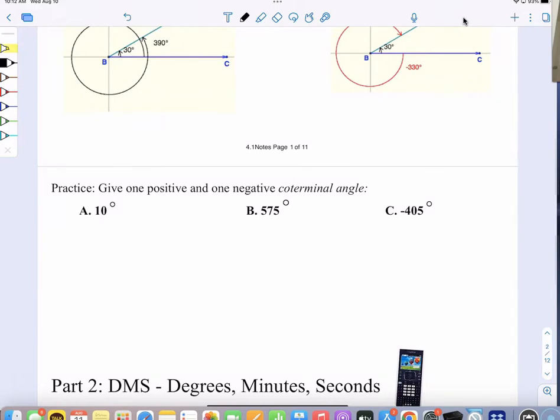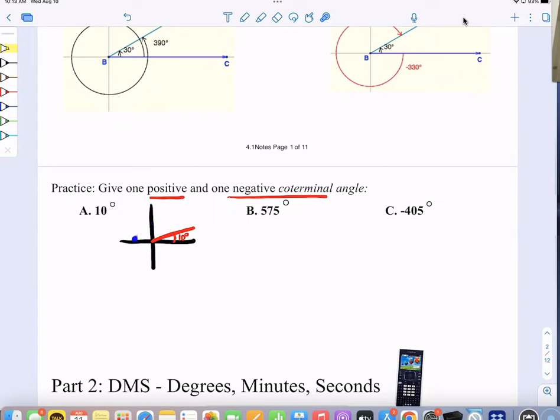So we have 10 degrees. If some of you guys are more visual, like me, we can draw this too. I have 10 degrees. Maybe this is a little exaggerated 10-degree angle, okay? I want to give one positive and one negative coterminal angle. So this is my terminal side, right? I must go around. I must start it here. I can't give you another 10 degrees. I want something different, right?